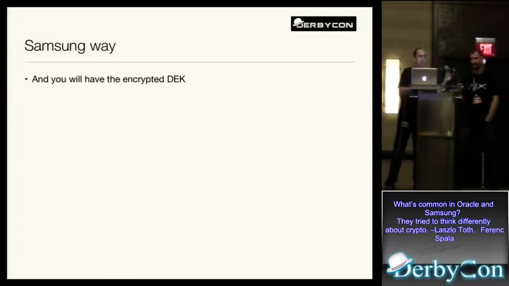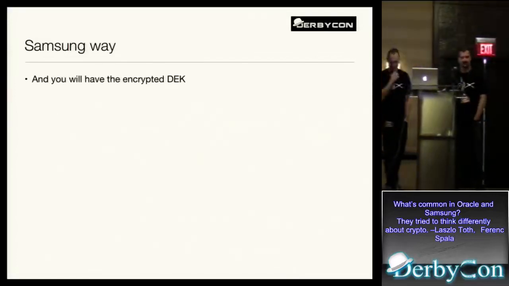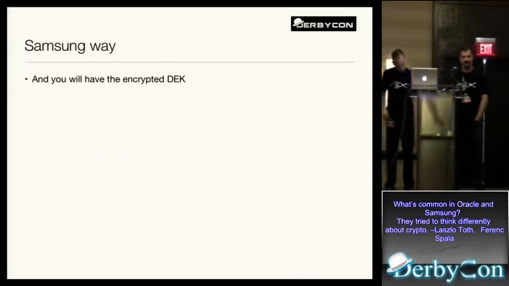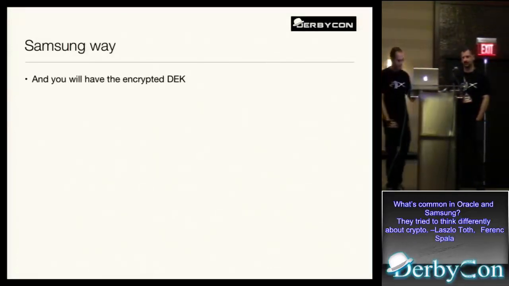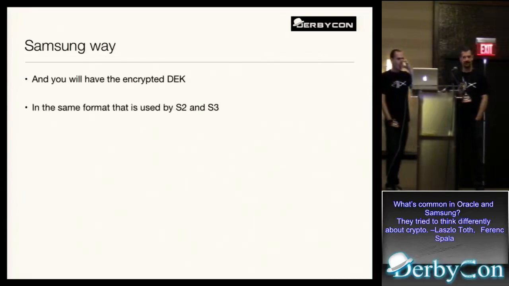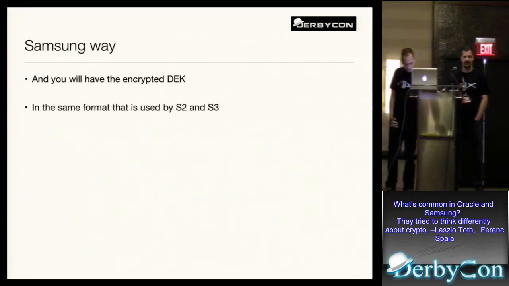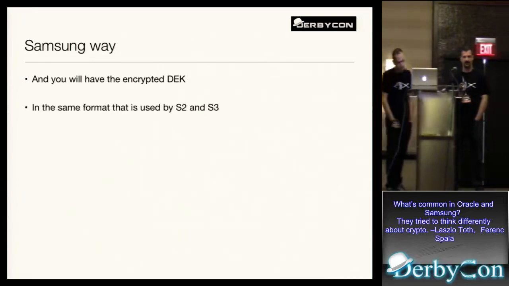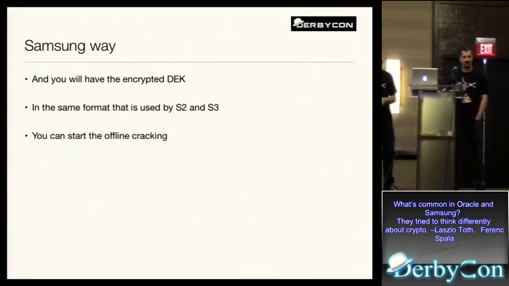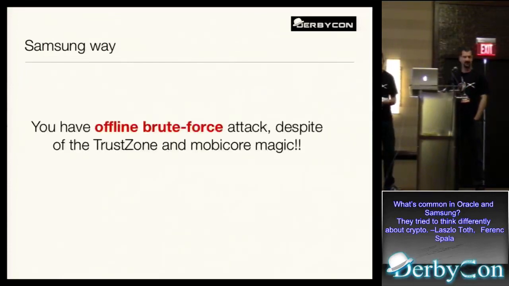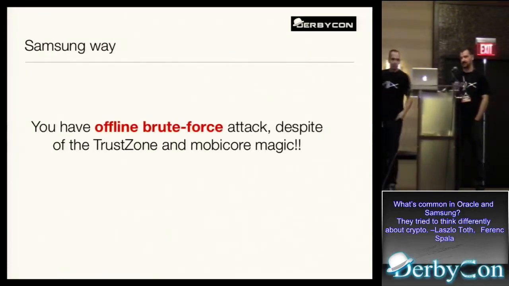What you saw is that in the first parameter of the verify_edk function, there is the encrypted disk key. It is in the same format as for S2 and S3, and it is encrypted in the same way. So you can use the same John the Ripper module to crack it. So despite the TrustZone and Mobicore magic, we still have an offline brute force capability. Cool, isn't it?